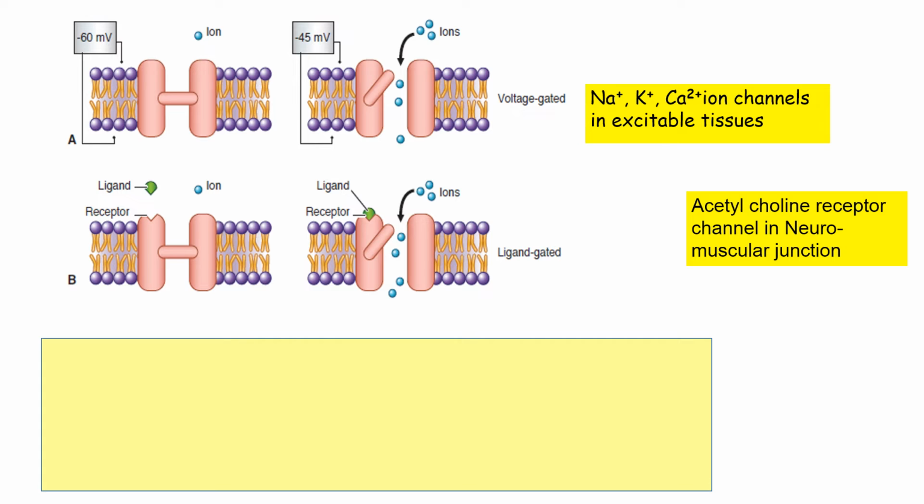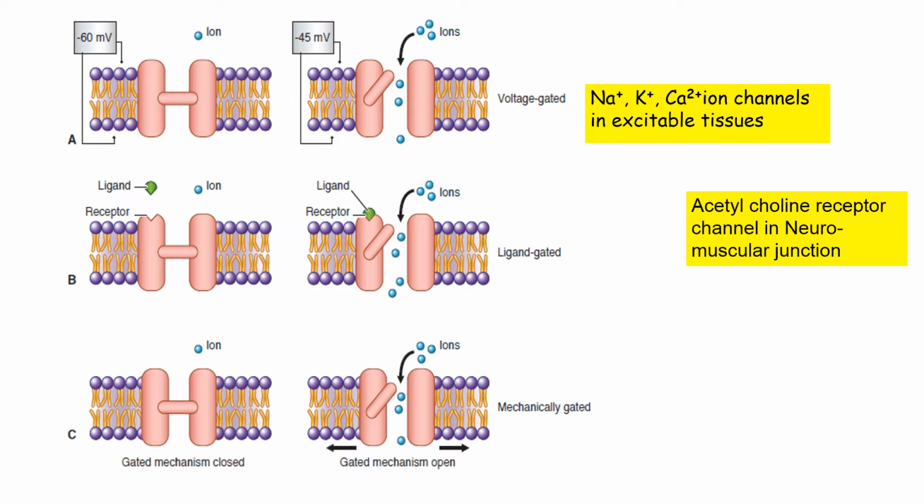The third gate I said was stretch operated. Whenever there is stretch to the receptors or the cell membrane, for example the hair cells present in the cochlea and the vestibular apparatus, they are operated by stretch. Whenever there is a stretch, the gate is opened, allowing the passage of ions. So we are now clear that we have three types of gating of the ion channel: one, voltage gating, second, ligand gating, and third, mechanical gating.